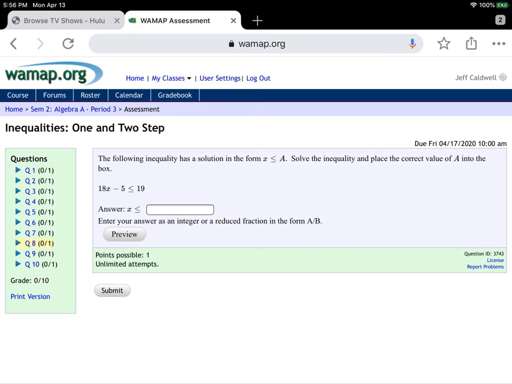Last one. Here you're going to end up with a fraction answer. There's nothing you can do about that. Sometimes that happens. 18x minus 5 is less than or equal to 19. Get x by itself. Remember, the coefficient is last. Add 5 to both sides. 19 plus 5, that's 24.